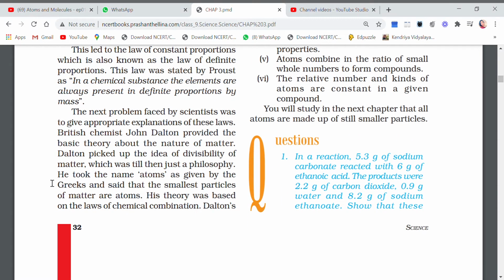Okay. Next here children is British chemist John Dalton provided the basic theory about the nature of matter. So your question number 4 is who gave the basic theory about the nature of matter? And the answer is John Dalton. Okay. Dalton picked up the idea of divisibility of matter, which was till then just a philosophy. He took the name atoms as given by Greeks and said that smallest particles of matter are atoms. So Dalton was the one who said that सबसे छोटा particle matter का जो है that is an atom. His theory was based on the law of chemical combination.